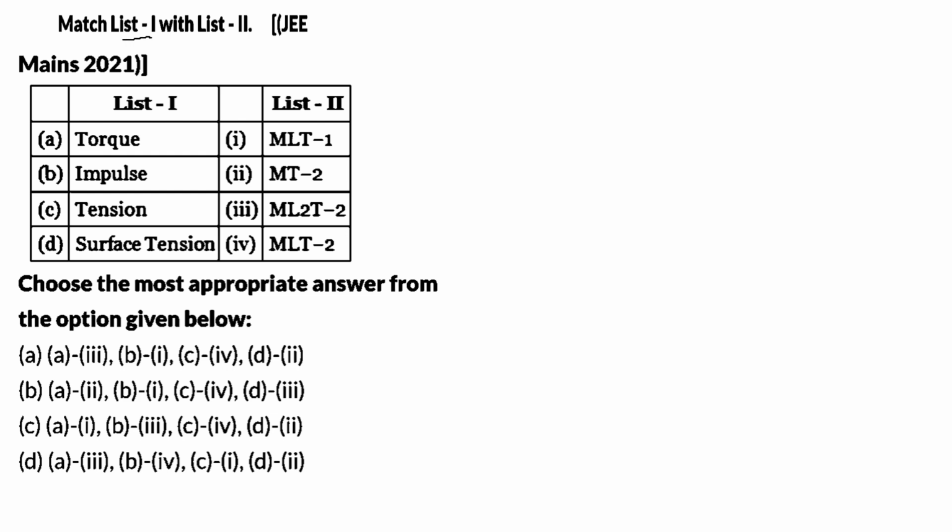Match list 1 with list 2. JEE Mains 2021. In list 1, torque, impulse, tension, surface tension are given. You have to choose the corresponding dimensions for the given physical quantities from list 2.